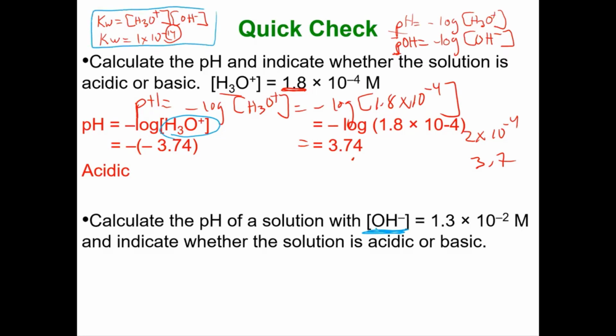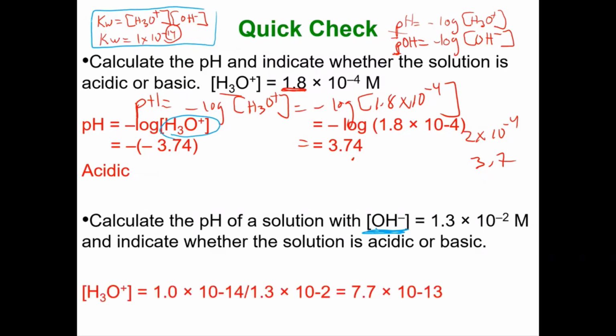Can I use KW? Isn't that what we did before we even did pH calculations? So what did I do to get the hydronium? I basically said, well, my KW is hydronium times my hydroxide. So hydronium is just my KW divided by my hydroxide. And that's what this is.